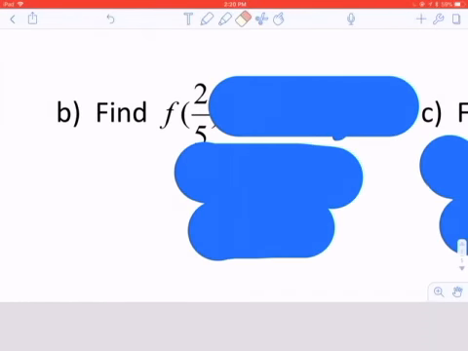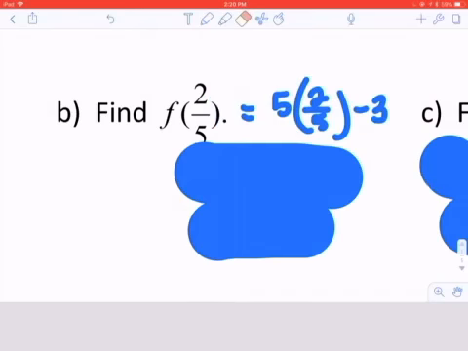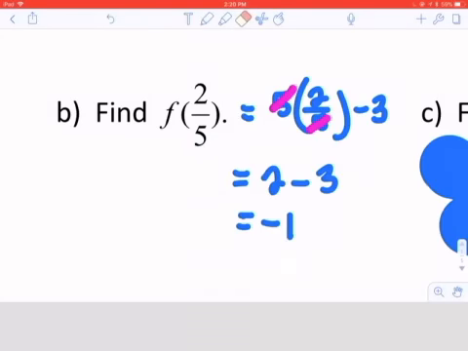Okay. Part C, f of 2/5. Again, I replaced x with 2/5 in the rule. 5 times 2/5 minus 3. Just a little reminder here, 5 times 2/5, we can divide each of these 5s by 5, leaving us with 1, which gives us just 2 minus 3, which gives me negative 1.